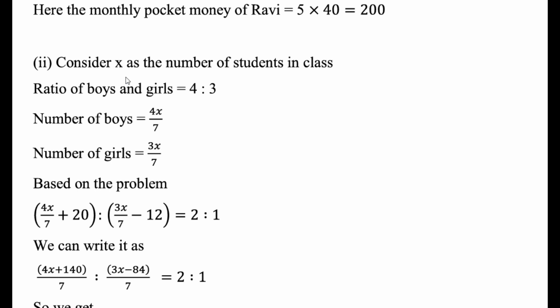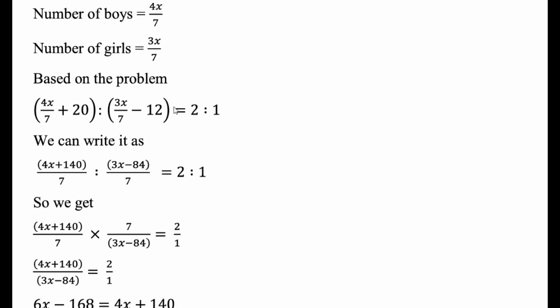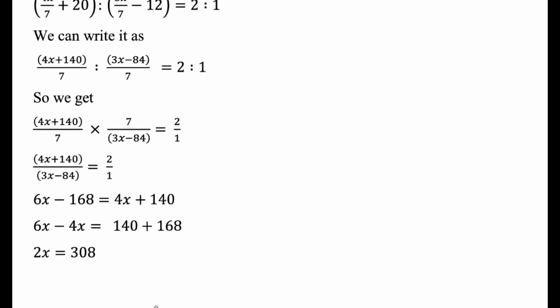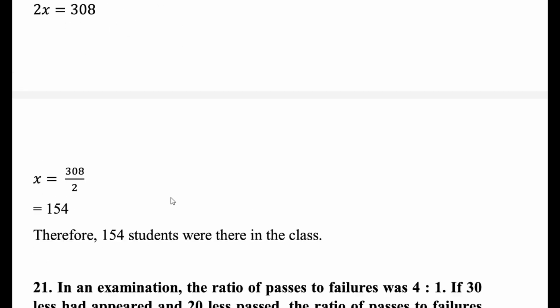So consider x as the number of students in the class. So the ratio of boys to girls is 4 is to 3. So the number of boys is 4x by 7, and the number of girls is 3x by 7. So based on the problem, 4x divided by 7 plus 20 is to 3x by 7 minus 12 is equal to 2 is to 1. After that we can write in this format. After that, with a little bit of simplification, you will get the value.